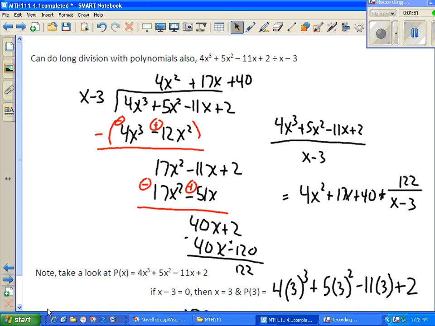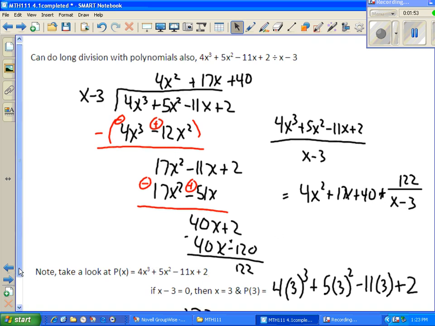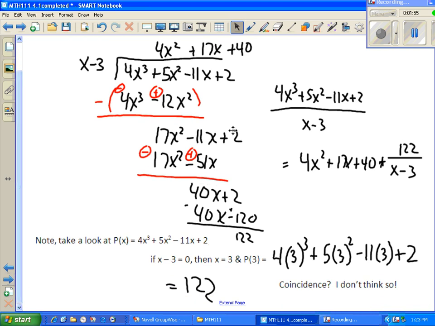Now, just a quick little side note here. If we take a look at our original polynomial, and then take our x subtract 3, set it equal to 0, we get x equals 3. So if x equals 3, I'm going to plug that into the polynomial, p of 3, evaluate, and I get 122, which is the same as my remainder. No, it's not a coincidence. We'll see why soon.